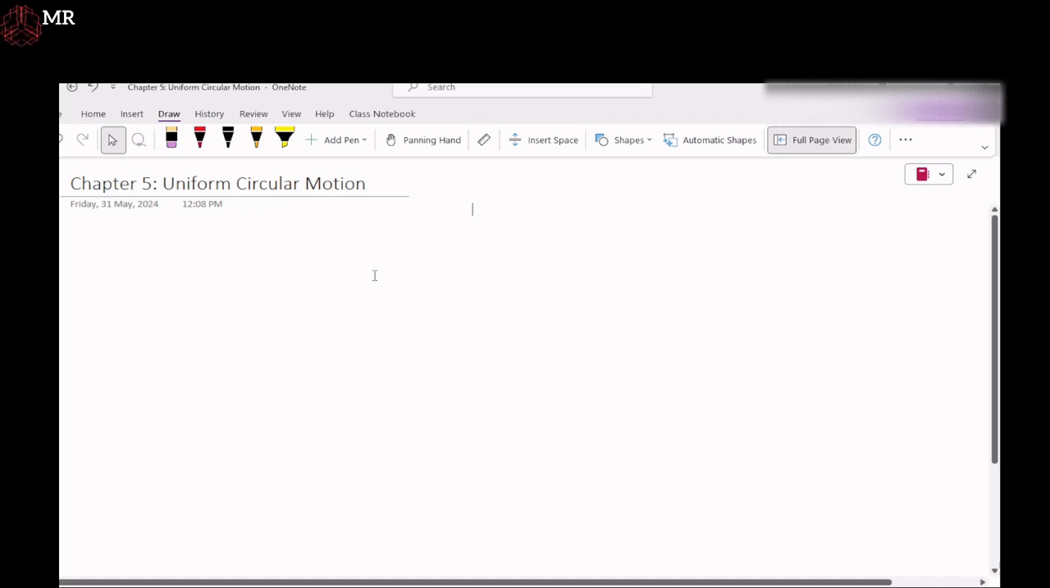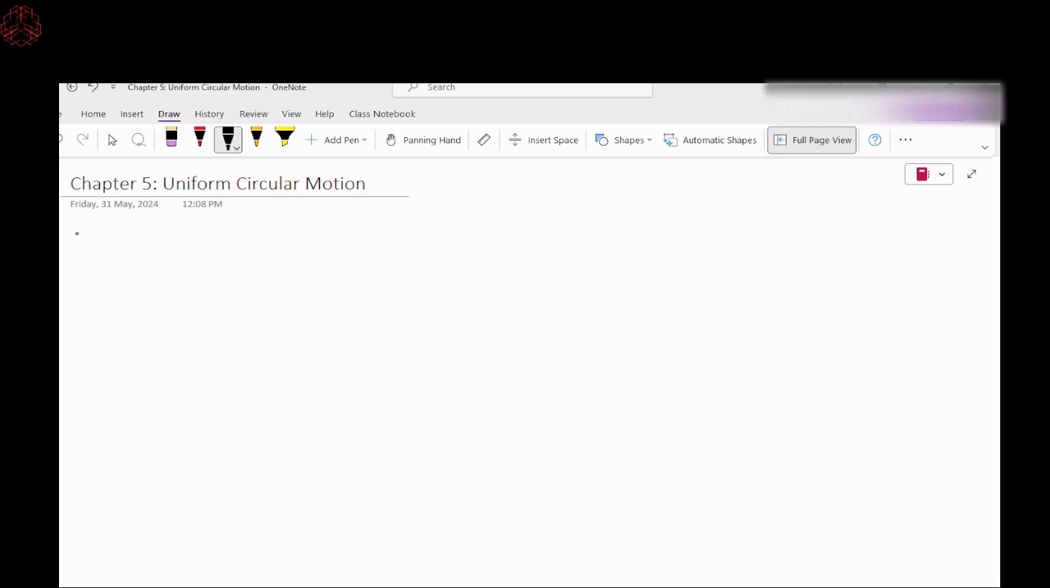We have covered kinematics. I'm just going to give a quick reminder. We have covered kinematics. We have covered momentum. We have covered Newton's laws. And then we have covered work, energy, and power as well. So we have done all of that.